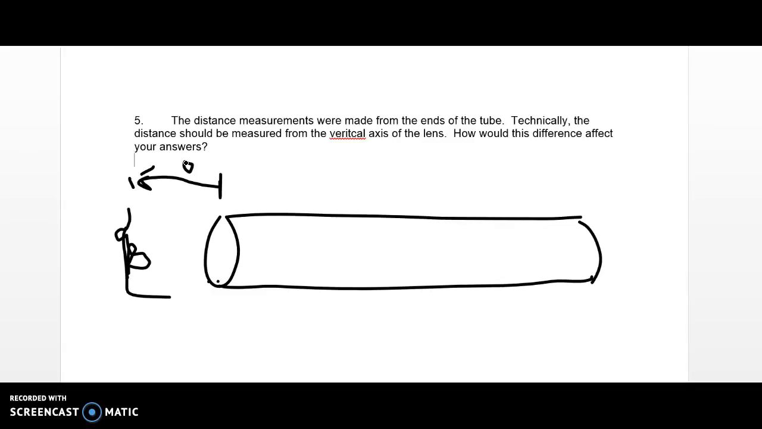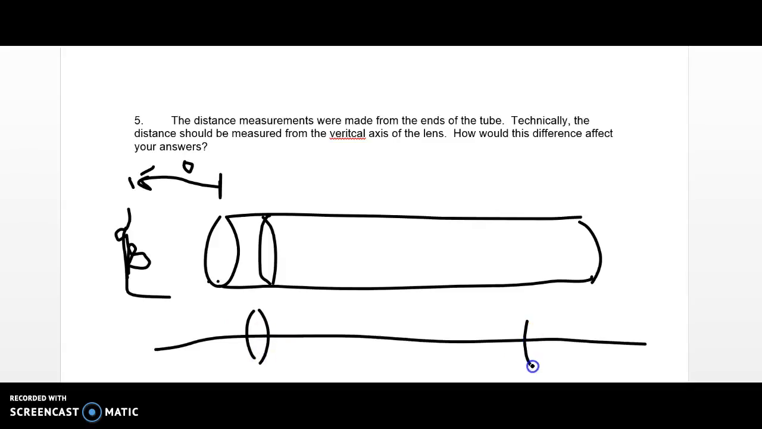But technically, you're supposed to really measure your objective length, O, from the lens, right? Because in all the work that we've done, we've always measured from the lens to the object, right? Not from this weird paper tube thing. So the question asks you, how would this difference, that is this difference in distance here, the part that the paper tube stuck out, how would that difference affect your answers?